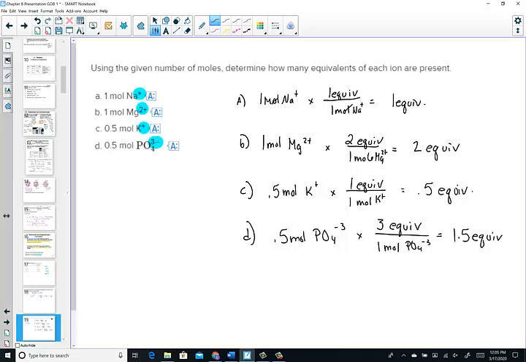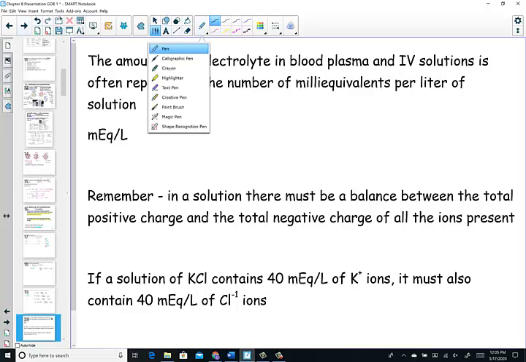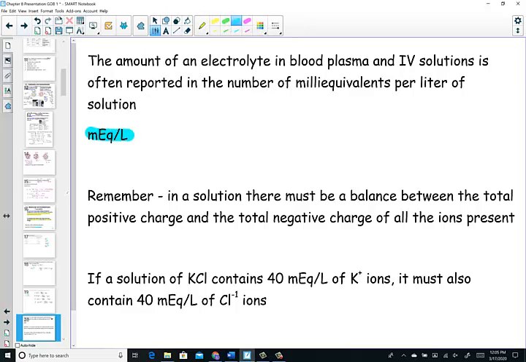These are all examples of electrolytes. The amount of an electrolyte in blood plasma and IV solutions is often reported in the number of milliequivalents per liter of solution. That is a very familiar term, milliequivalents per liter. If I highlight that, you'll commit it to memory, correct? Milliequivalents per liter. It's most often used in the healthcare profession.